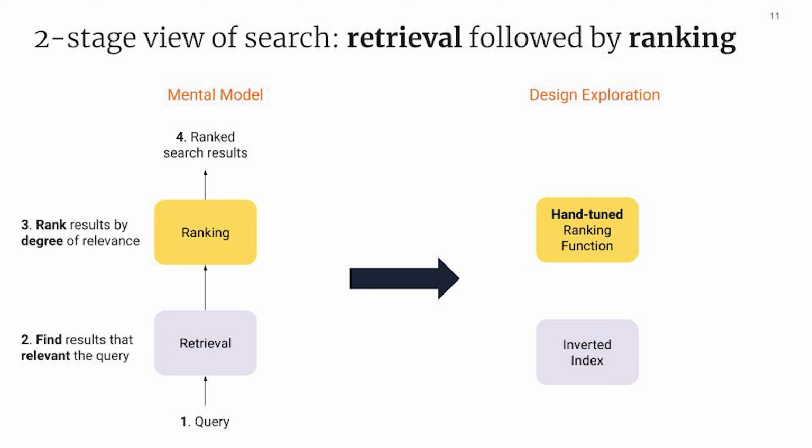So at this stage in our design exploration, we've identified two building blocks in this two-stage view of a search system. The retrieval building block is the inverted index. The ranking building block is this hand-tuned ranking function, right? And this is enough. If you build this and deploy it, this is enough to get you the first incremental value out of search. You don't need anything else, right? But this is setting the baseline.